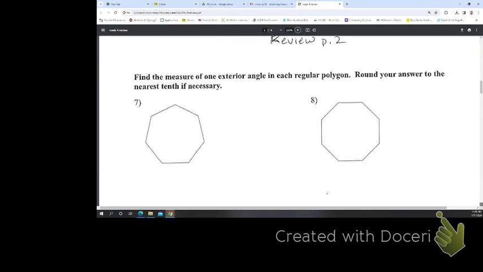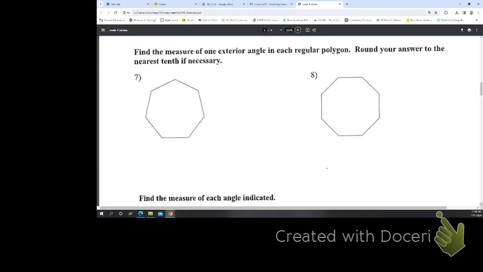So page 2. Before you just think, oh, I do the same thing I did last time, notice it says exterior angle, and it says to find only one. Now, there is more than one option here. You could find the interior angle and then subtract from 180. Or you could remember that the exterior sum is always 360, no matter how many sides. And then we're just doing 360 divided by the number of sides.